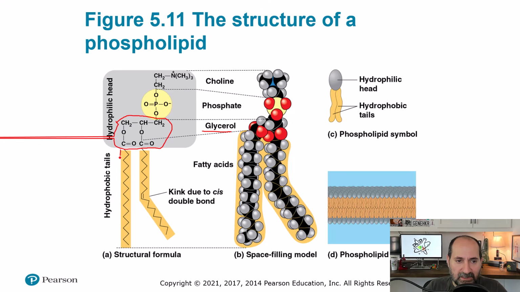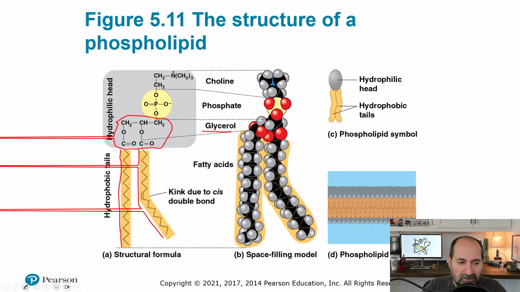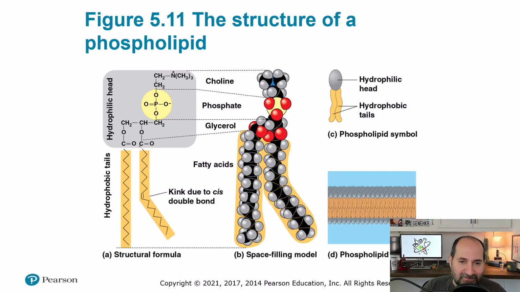And what are these down here? What do these remind you of? That's right, these are fatty acid tails. So you've got a glycerol head with 2 fatty acid tails. Does this look familiar? It should, because this is basically almost a fat. A fat is basically a glycerol head with 3 fatty acid tails, but a phospholipid is a glycerol head with 2 fatty acid tails.